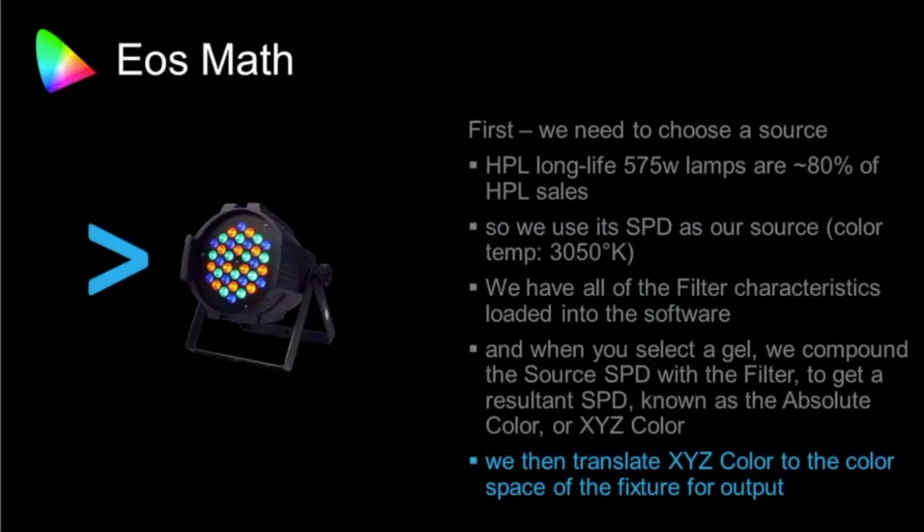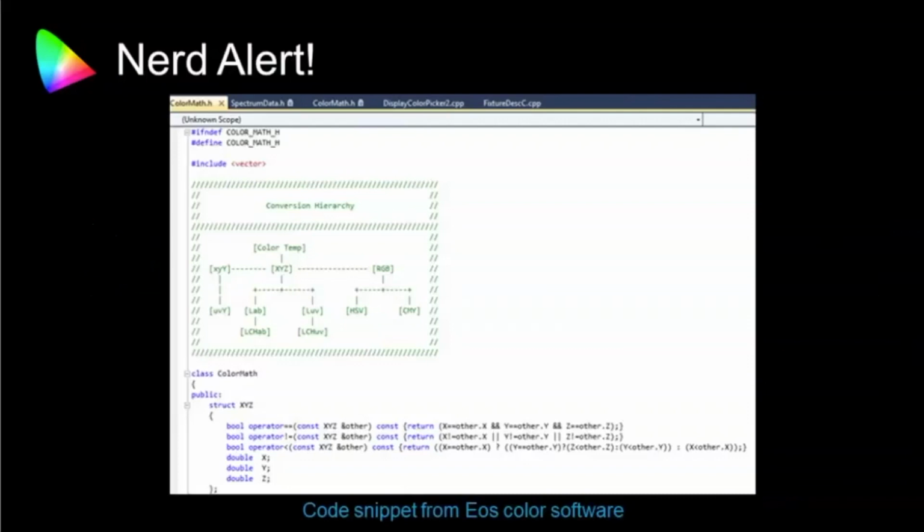And you know, a lot of you are lighting people, and I know lighting people are a little nerdy. So Chris Mizrak, one of our developers who wrote a lot of this code, provided an actual snippet of some EOS code. This is our conversion hierarchy where we take our source into our XYZ space, and then we convert it to all different sorts of spaces. This is something that we are constantly improving and evolving, and that's actually how the code is written.